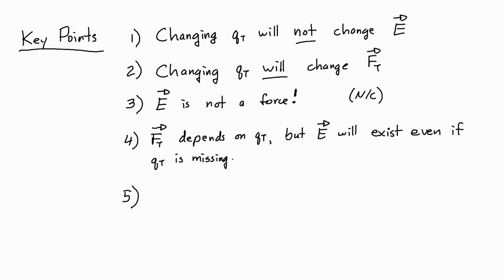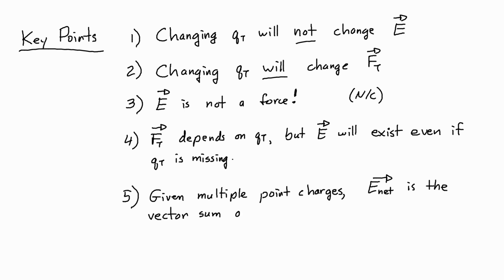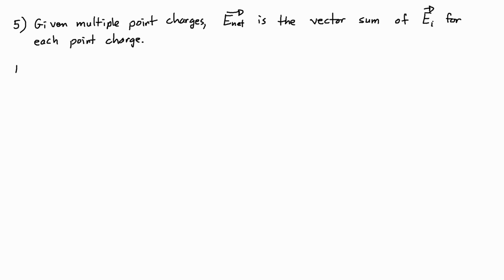And the last key point is a quick summary right here. If we have multiple point charges as sources, then the net electric field is just the vector sum of the individual electric fields from each point charge. And I'll just expand on that a little bit here with a quick example.